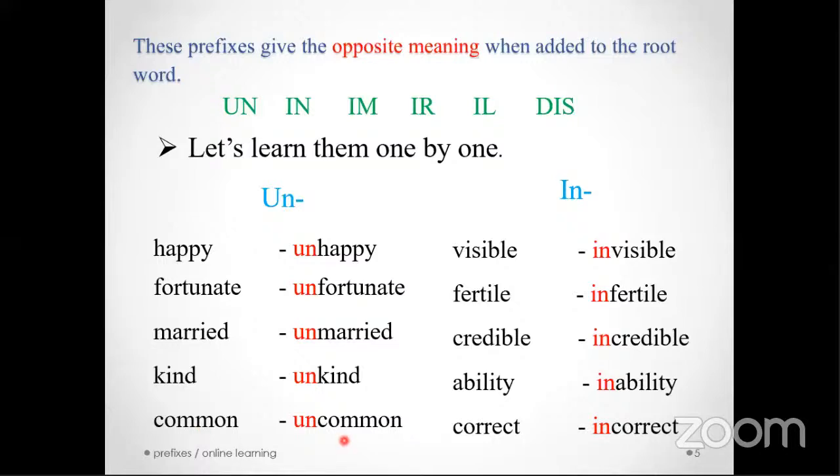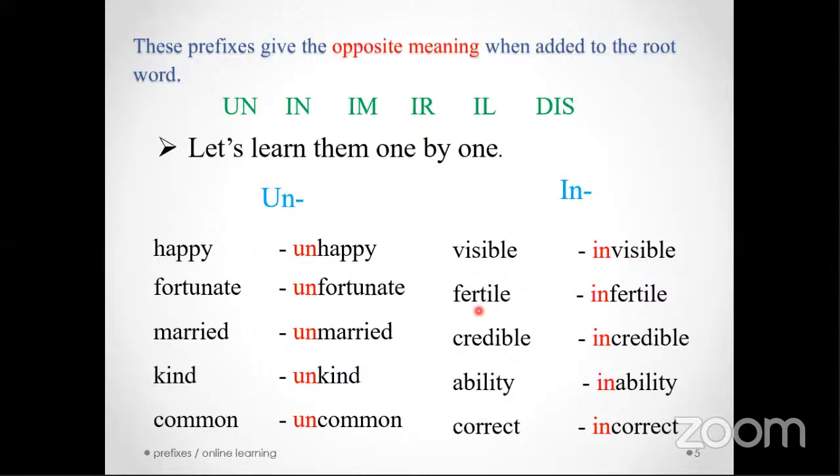The opposite word is uncommon, right? And නිතර දකින්න නැති කියන එකයි, right? අපිට බහුලව දකින්න තියෙන common, uncommon, right? The word is uncommon. And next one is in, the prefix in, right? The first word is visible. We can add the prefix in and the word is invisible. Visible means පෙනෙනවා, දර්ශනය වෙනවා. Invisible means පෙනෙන්නේ නැහැ, නොපෙනෙන.